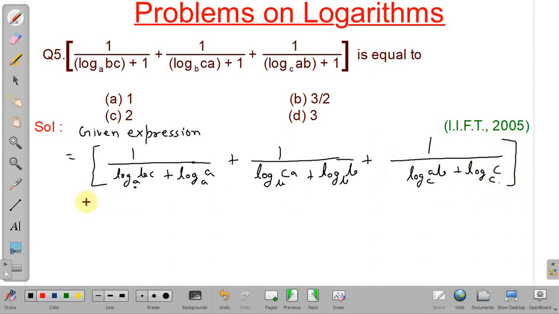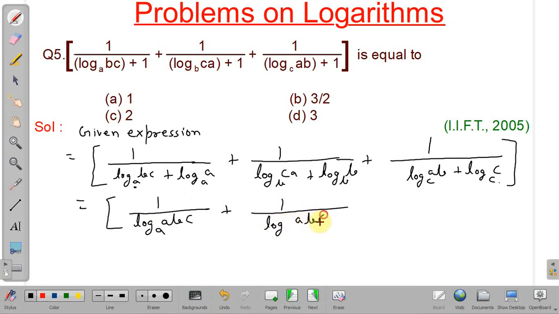Now using the property of log, as the base is the same, log x plus log y equals log of xy. So the first term can be written as log of ABC with base A, the second term will become log of ABC with base B, and the third term will be log of ABC with base C.